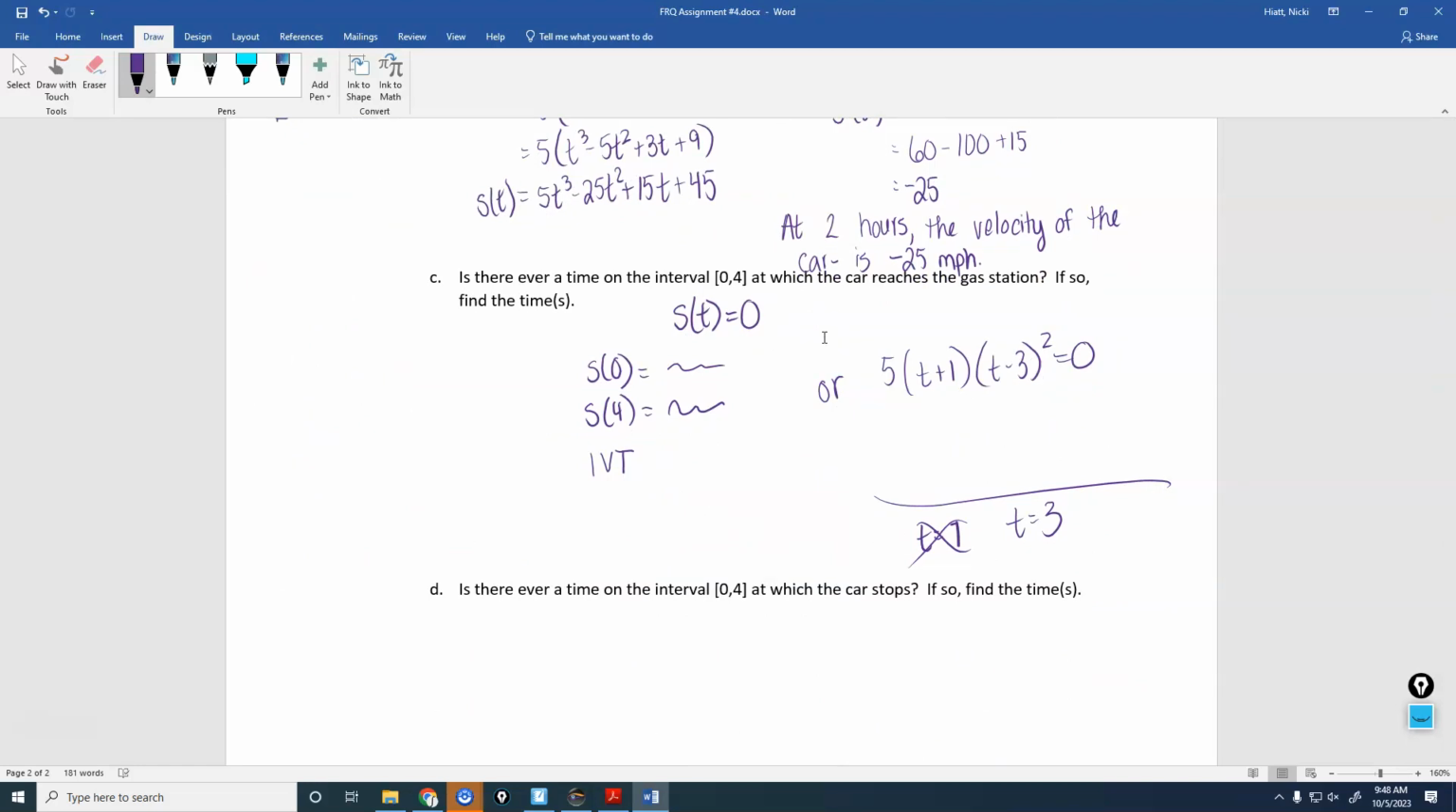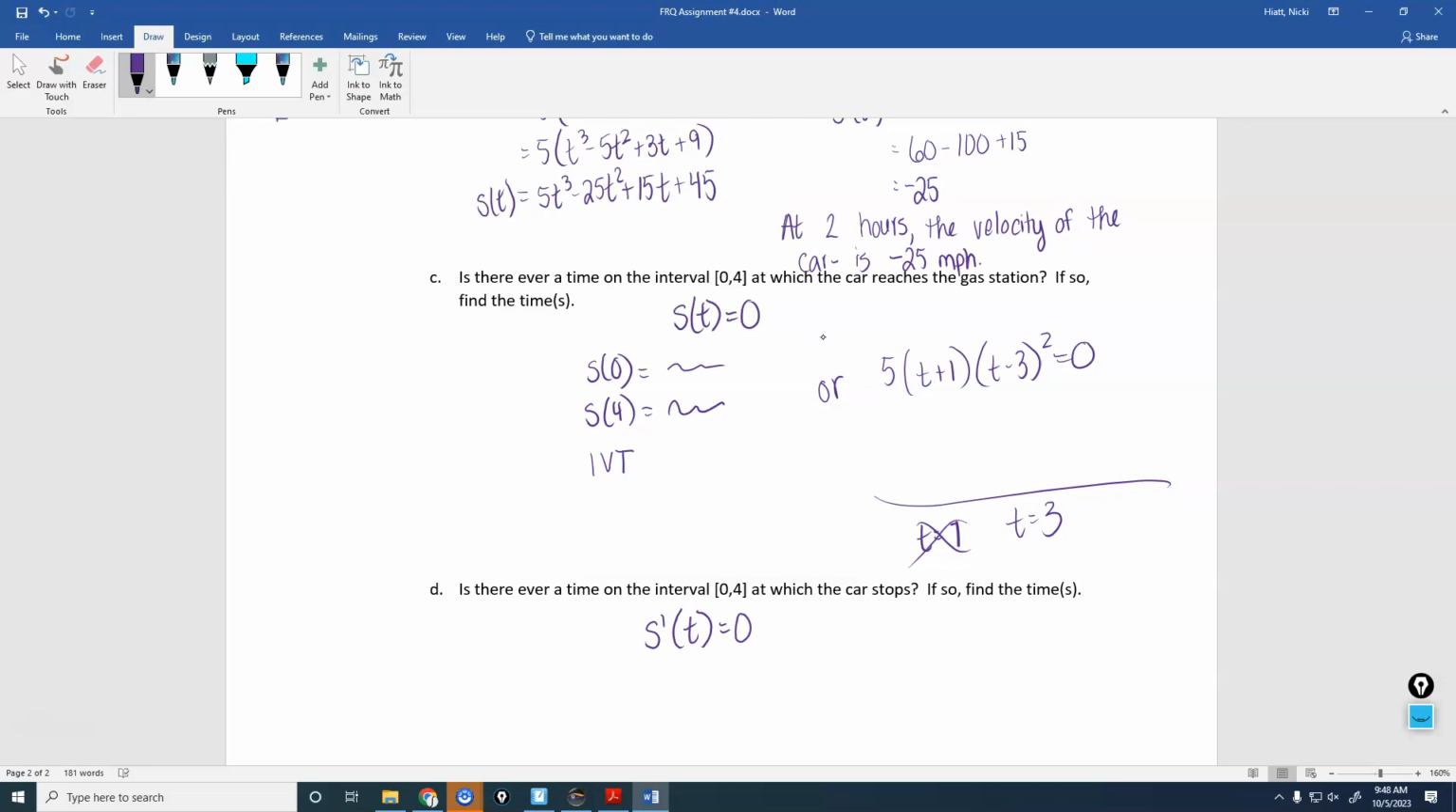Okay? So, is there ever a time in which the car stops? It may not have even stopped at the gas station. We don't know. You could be at the gas station but not stopped. You could be driving past the gas station. So if you have stopped, it's not your position that has to be 0, but your slope has to be 0. Your velocity has to be 0, right? Because if your velocity, which is S prime of t, equals 0, then you have stopped.